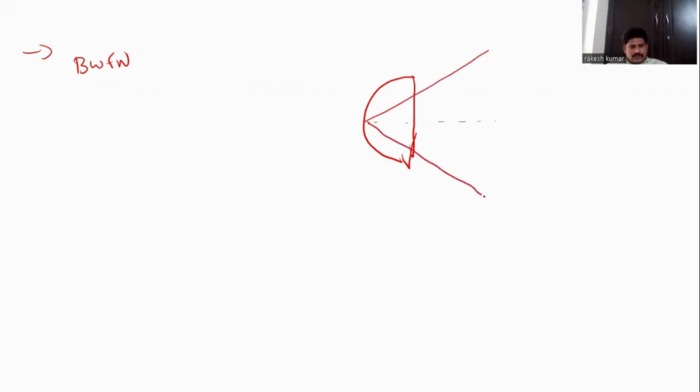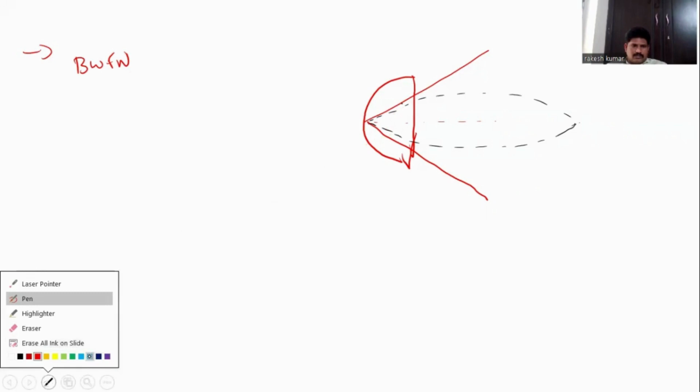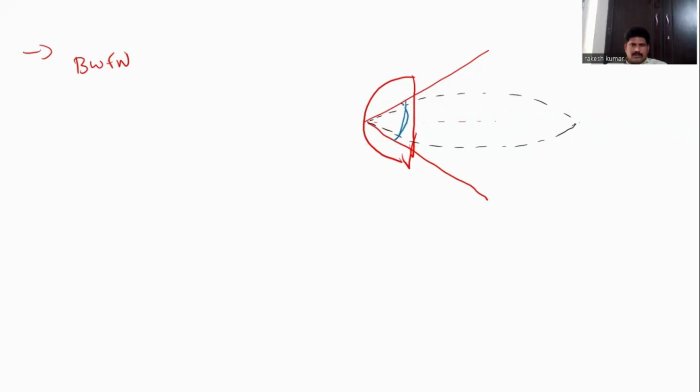Next, the beam width between first nulls. Okay, so for example, let us take this is my parabolic reflector. This is my first null. This is my first null. So what do we call the angle between the first nulls? If this is my radiation pattern, if this is my pencil cut radiation pattern, okay, so this is my null. So this angle is nothing but the angle between these two nulls. The angle between these two nulls is nothing but the beam width between first nulls.